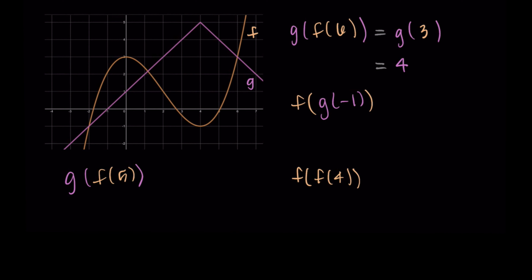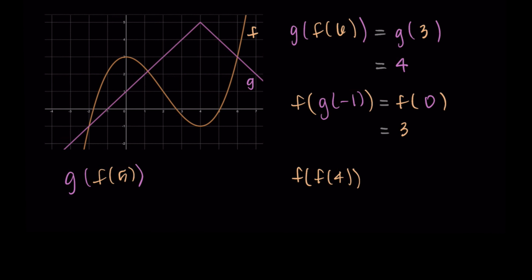Alright, now let's do f of g of -1. So I do -1 as an input to g first. I see that this corresponds to an output of 0. So 0 is my new input for f. So I'm looking at f of 0 now. I see that 0 gives an output of 3 on the graph of f, and so 3 is my solution.